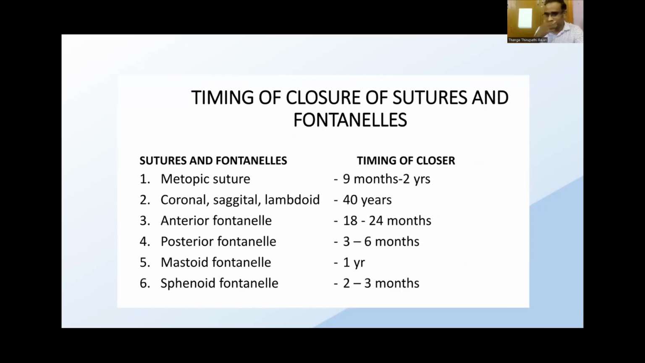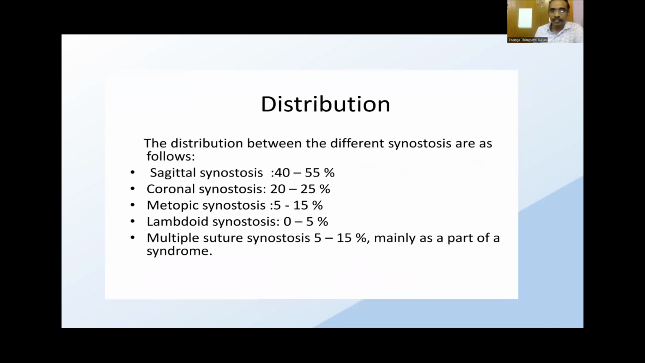This is all for the postgraduates. You can just go through it, all textbooks will give you this. Now distribution. The most common suture to undergo synostosis is sagittal synostosis, followed by coronal synostosis. And the syndromic ones are pretty rare, constituting only about 5 to 15%. Among the coronal synostoses, the unilateral one is more common than the bilateral one.